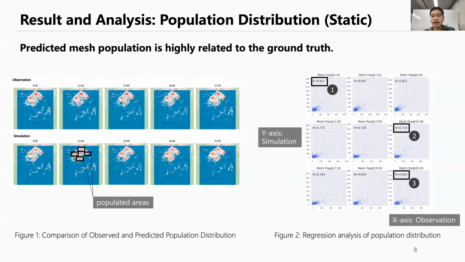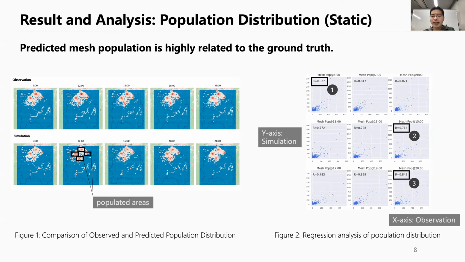Here is a static analysis of population distribution. The figure on the left shows mesh population on the map. We can see that our model can find correctly populated areas, and it tends to underestimate the number of people. The figure on the right indicates the regression analysis for mesh population.